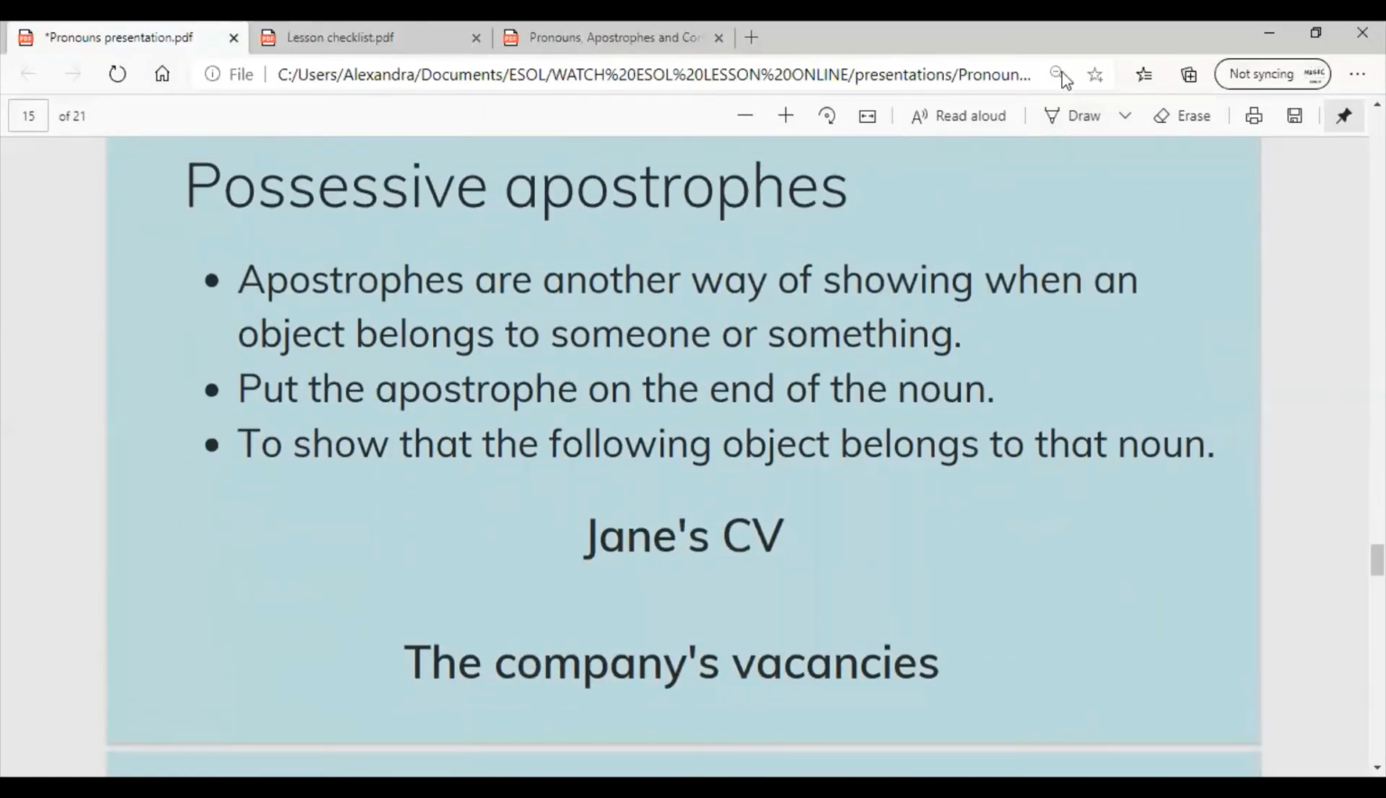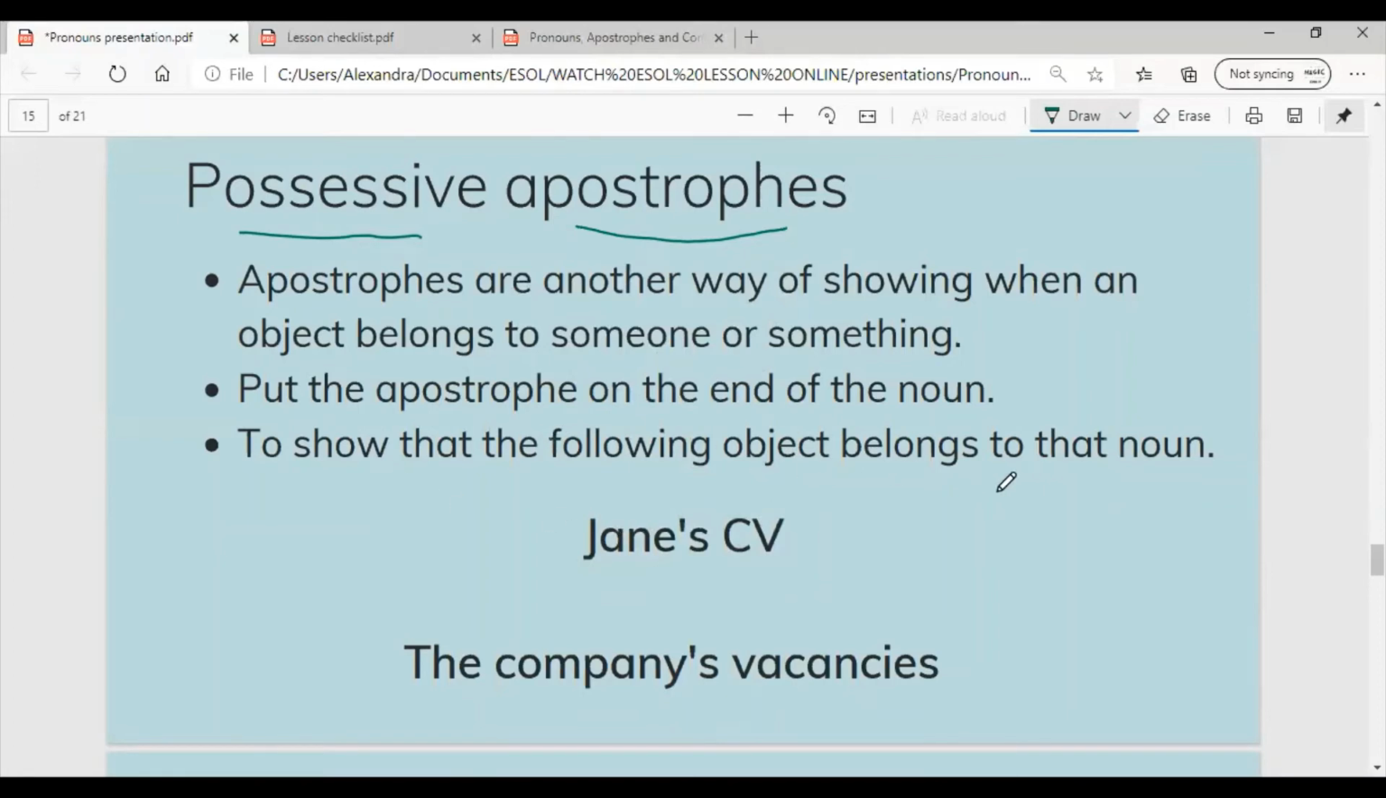Okay, so now we're going to look at possessive apostrophes. These are still linked to pronouns, but can be used in place of them. So apostrophes are another way of showing when an object belongs to someone or something. You see this little line here? This is what we call an apostrophe. So you're using this to show when something belongs to someone or something. So we've got a lady Jane, and we've got Jane's CV. So this CV belongs to Jane.